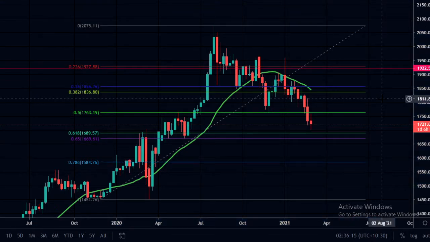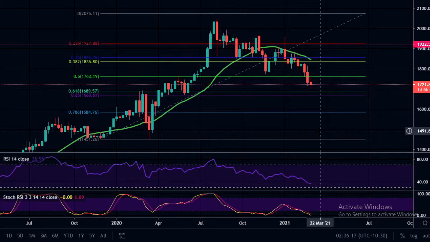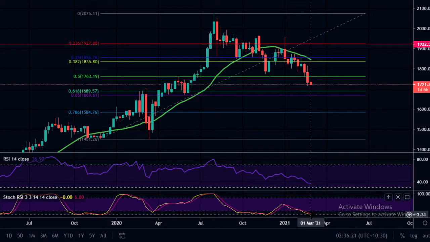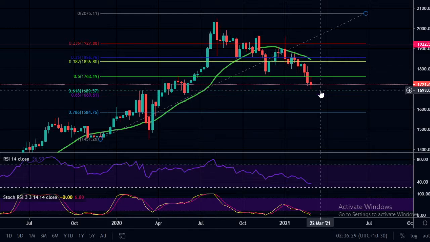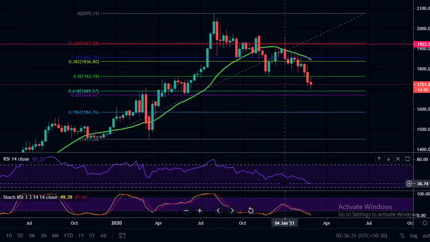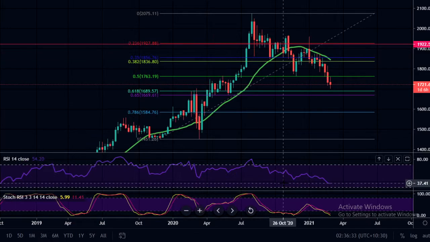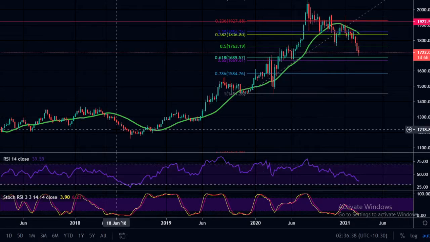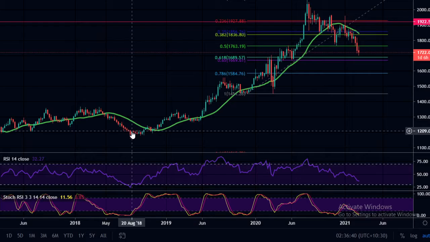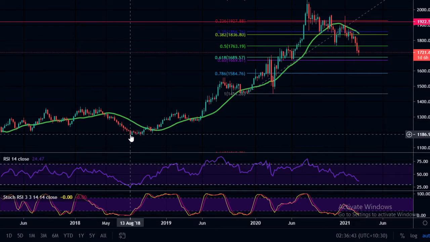But just looking at the RSI and the stochastic RSI on the weekly, we can see the stochastic RSI is completely cooled off. It is down all the way pretty much at a 3 level here. So I do think we're due for quite a good bounce here at the golden pocket. The RSI is all the way down at 37, and it has cooled off quite a lot, and is actually at its lowest point since August of 2018.